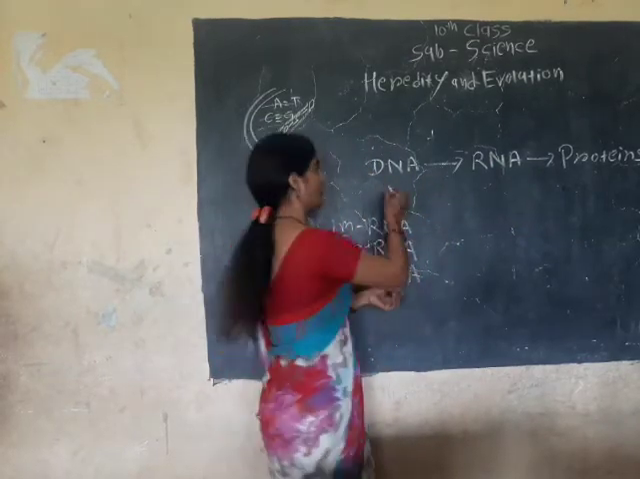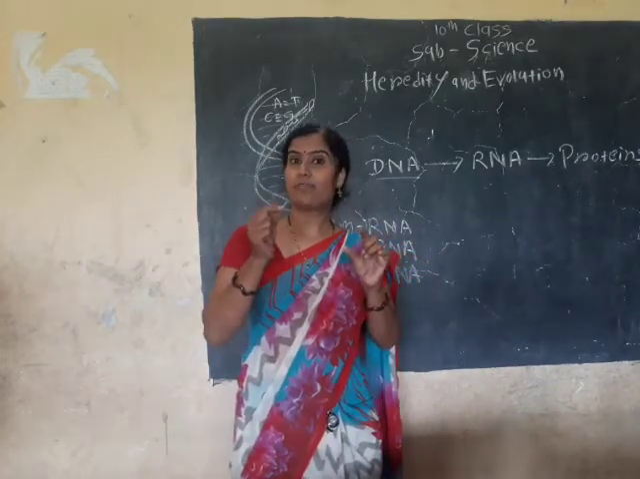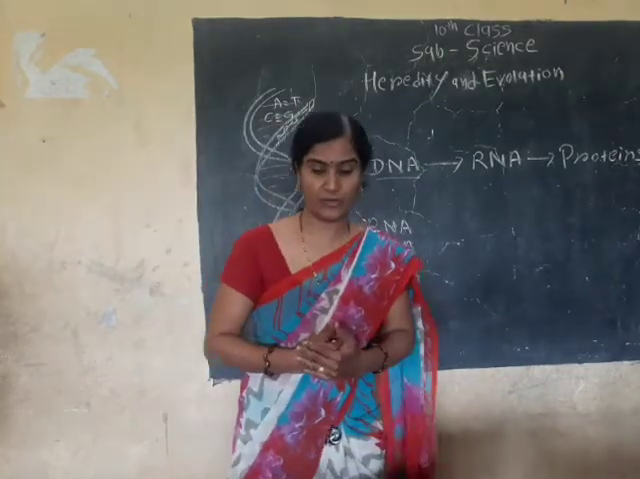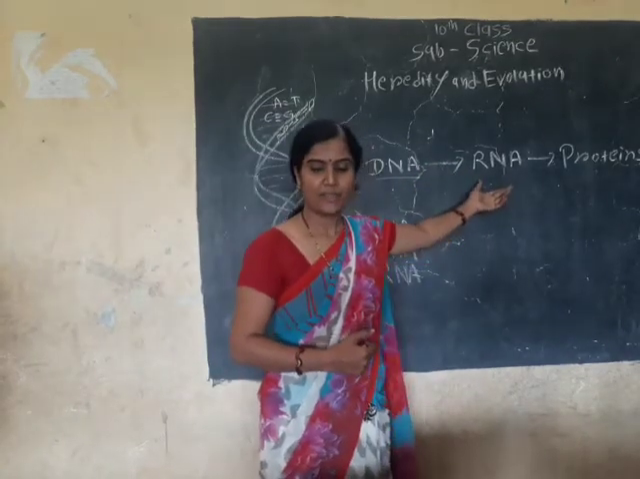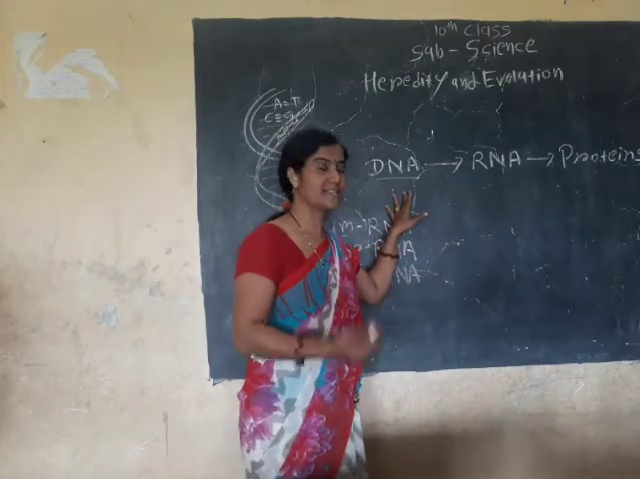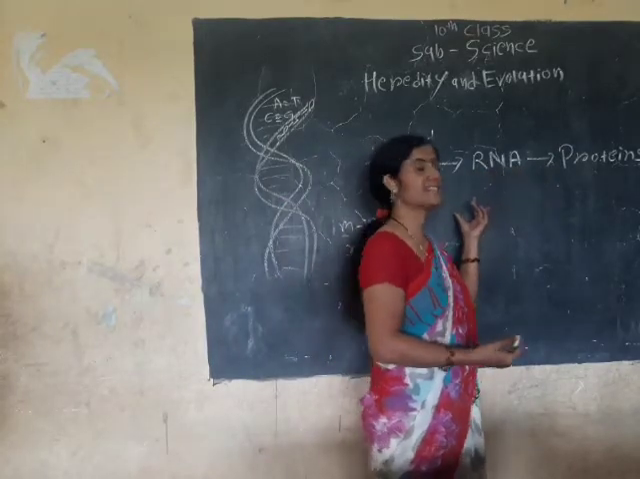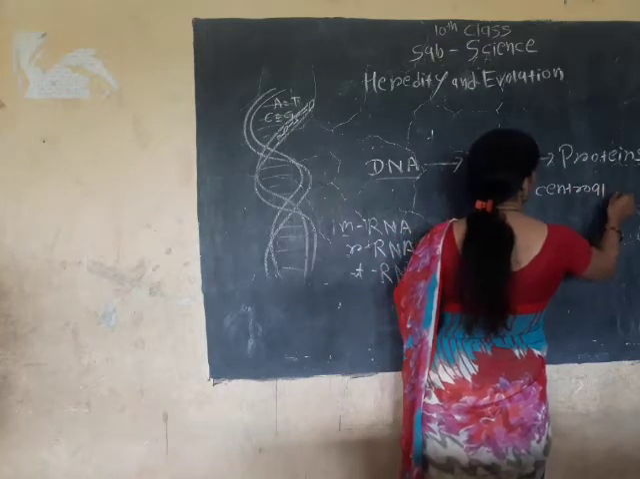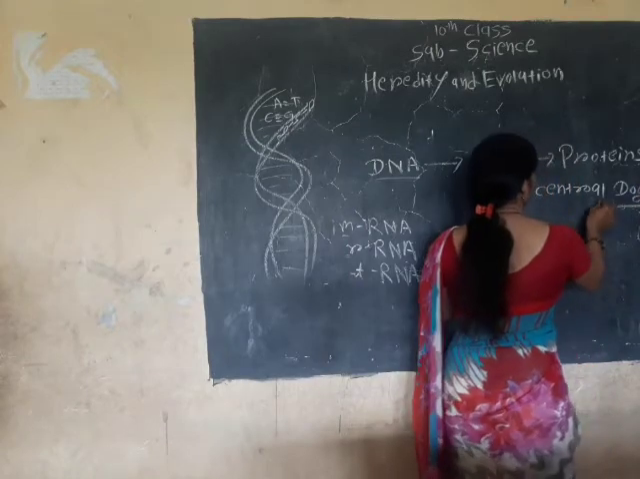All information is stored in DNA in the form of nucleotides, or in the form of a sequence of nucleotides. These proteins are synthesized by DNA through RNA. This is called the central dogma. The protein synthesis by DNA through RNA, that process is known as central dogma. Always remember that: central dogma.